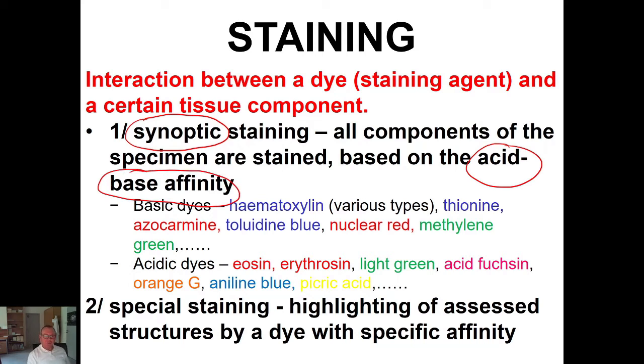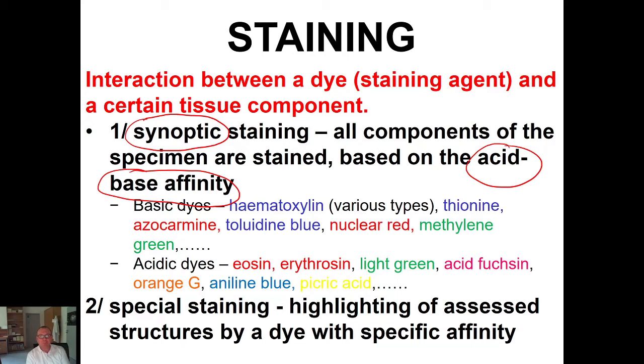That's why we must every time use at least one basic dye and at least one acidic dye. Usually, the most frequent is hematoxylin and eosin, which uses just one acidic and one basic dye. But some other synoptic methods use more dyes, usually one basic but 2 or even 3 acidic dyes. You can see that there aren't only hematoxylin and eosin.